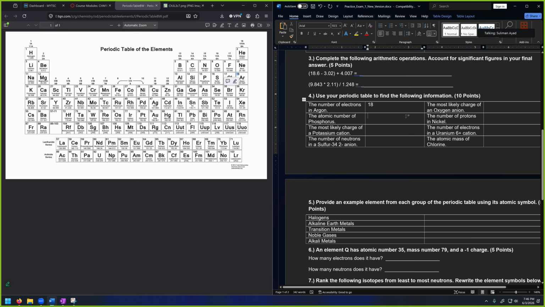The atomic number of phosphorus. Once again, we just have to recognize what an atomic number is. It's this upper left-hand number. So that's going to be 15 for phosphorus.